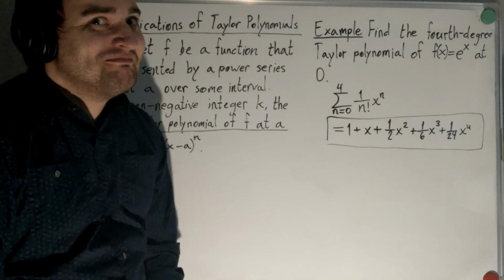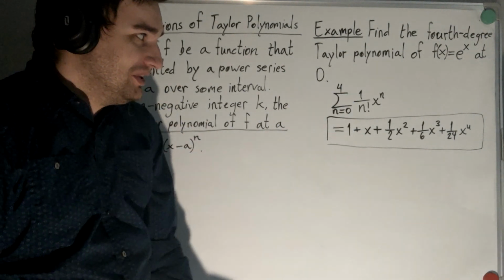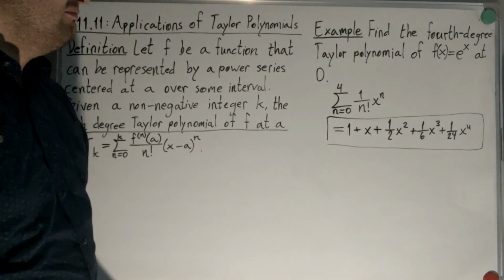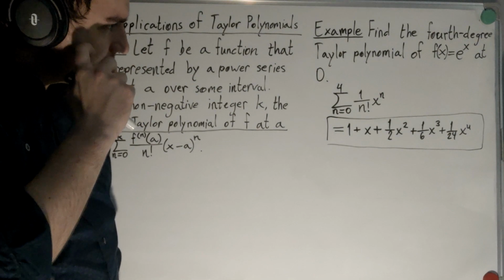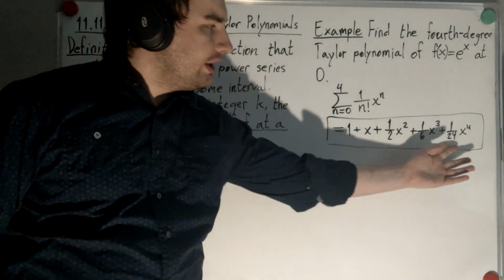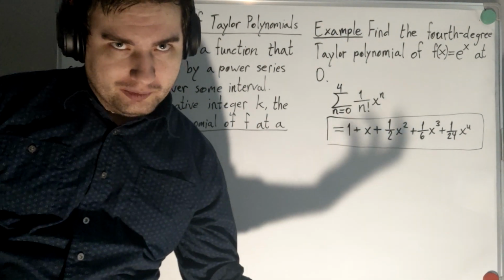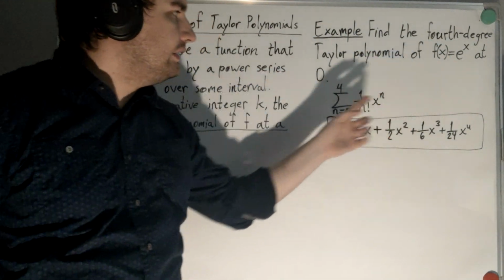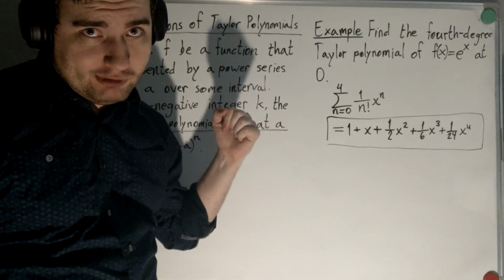Pretty lame, huh? It's just the Taylor series, but you forget about infinitely many terms. So, like I was saying, this is the quartic polynomial, the degree 4 polynomial, that most accurately approximates e to the x near 0. Okay?